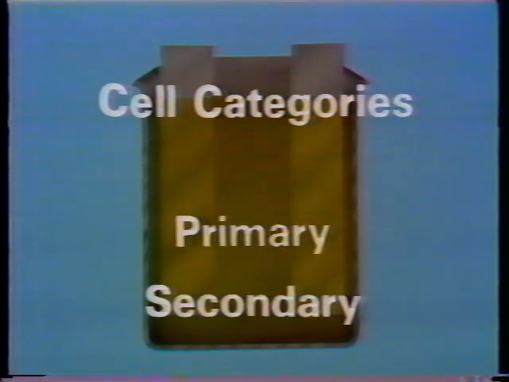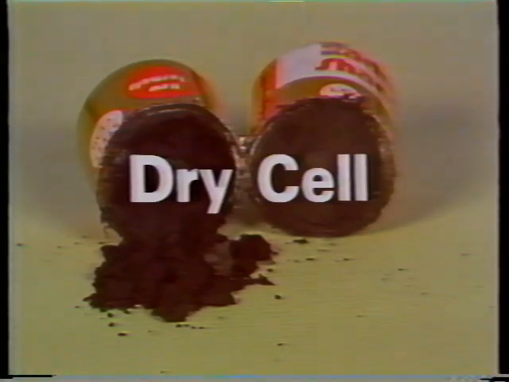Cells are categorized as primary cells or secondary cells. Most primary cells use a moist paste as an electrolyte. You'll often hear a battery that uses a moist paste instead of a liquid electrolyte called a dry cell. Flashlight batteries are dry cells.